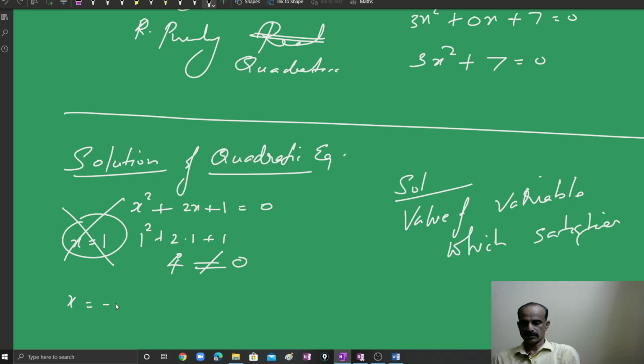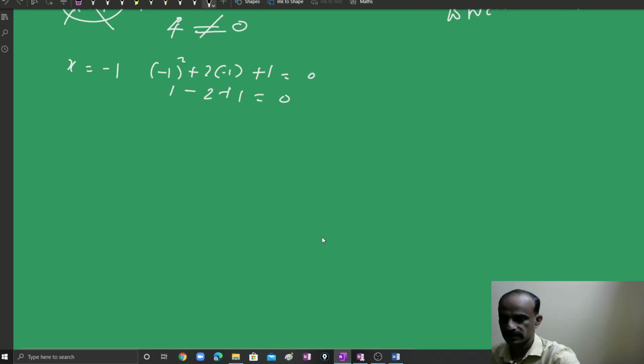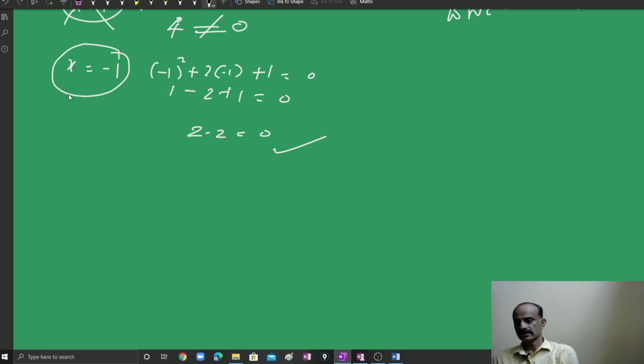Let us put x is equal to minus 1. That is minus 1 whole square plus 2 into minus 1 plus 1 equal to 0. 1 minus 2 plus 1 equal to 0. That means 2 minus 2 equal to 0. It satisfies. Therefore, x is equal to minus 1 is a solution of this equation.